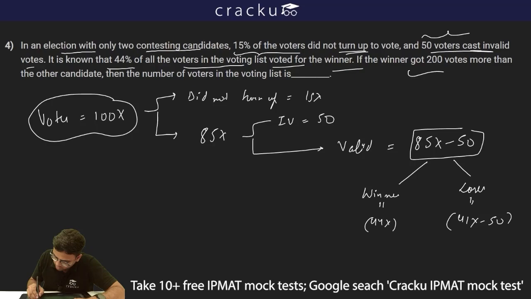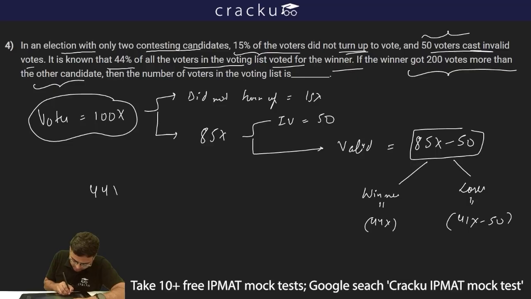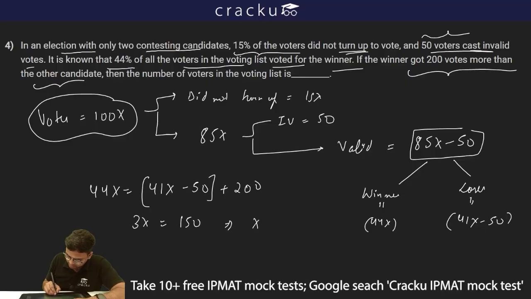If the winner got 200 more votes than the other candidate, so this winner has got 200 more votes than the other candidate. So this means 44x is equal to 41x minus 50 plus 200 more than the losing candidate. So this will be equal to 3x is equal to 200 minus 50, which is 150, and this implies x will be equal to 50. Then the number of voters in the voting list will be, so initially I assumed that there are 100x votes and x is 50.